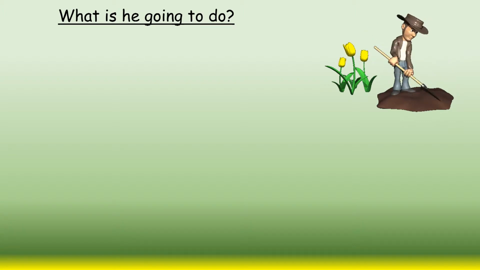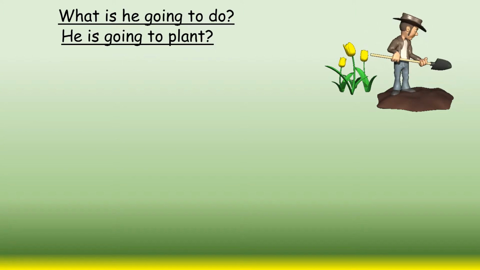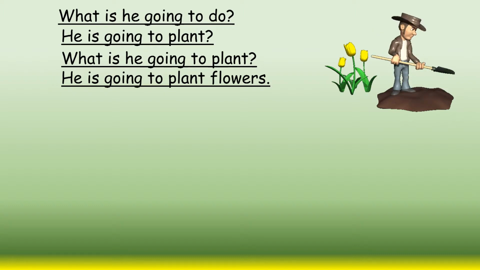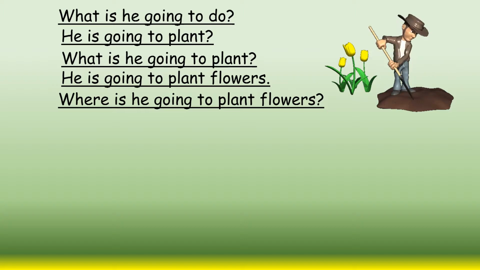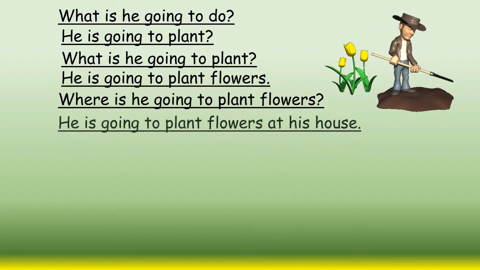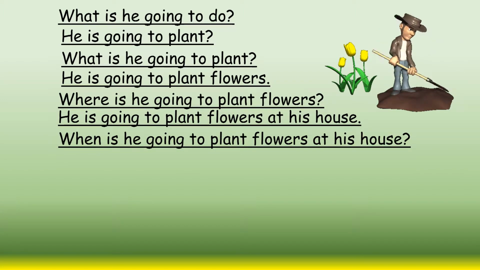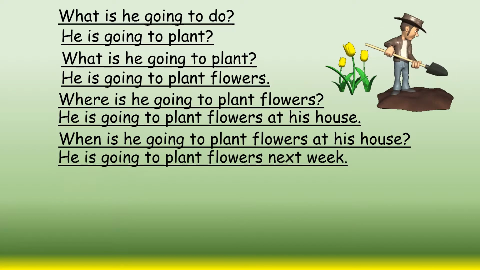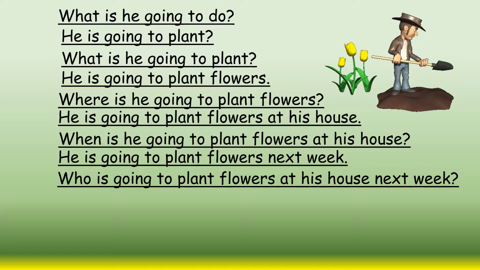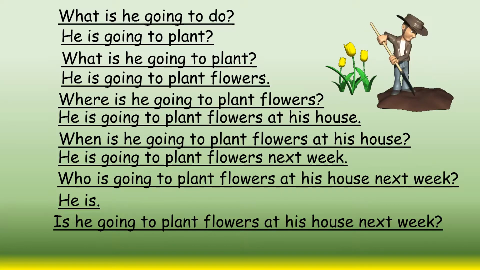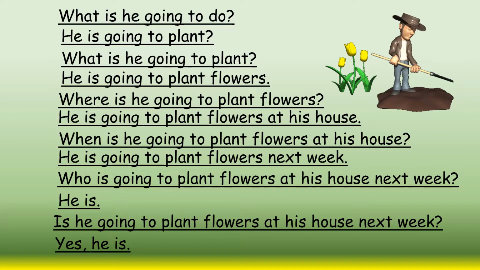What is he going to do? He is going to plant. What is he going to plant? He's going to plant flowers. Where is he going to plant flowers? He's going to plant flowers at his house. When is he going to plant flowers at his house? He is going to plant flowers next week. Who is going to plant flowers at his house next week? He is. Is he going to plant flowers at his house next week? Yes, he is.